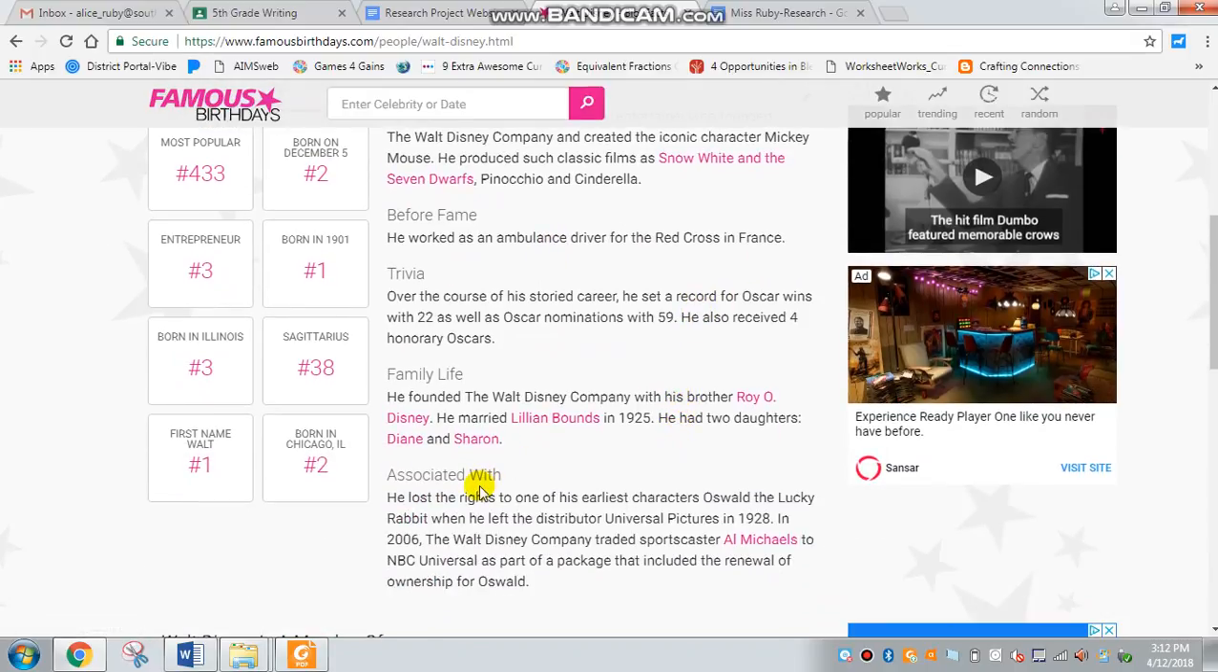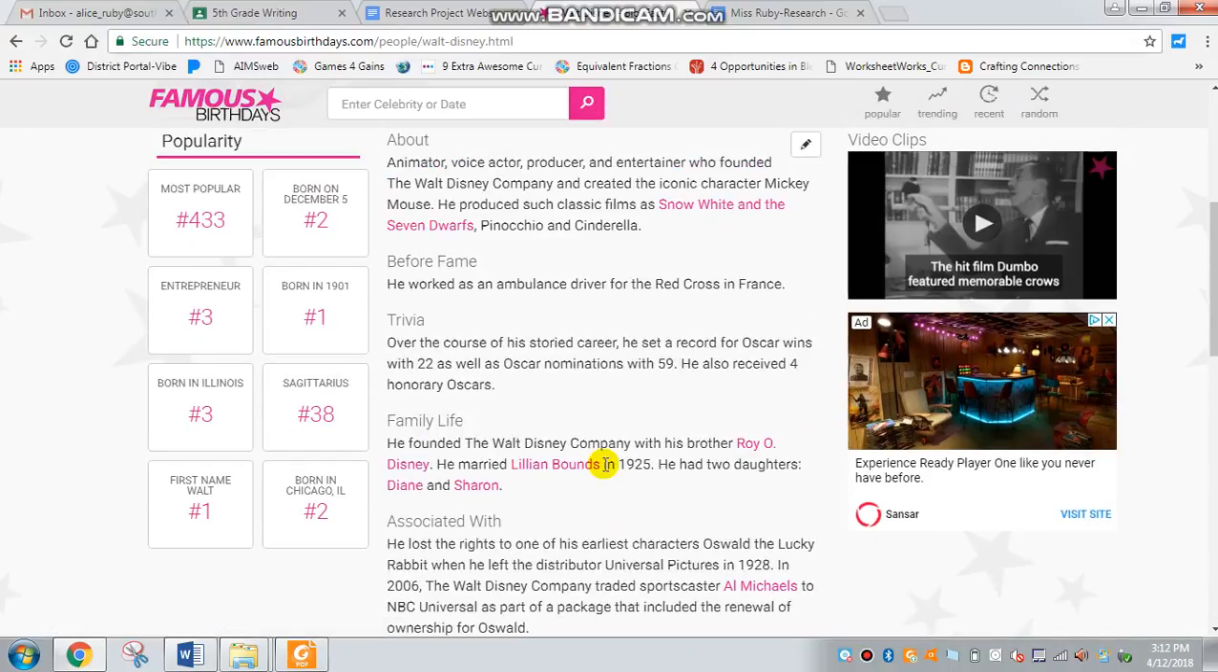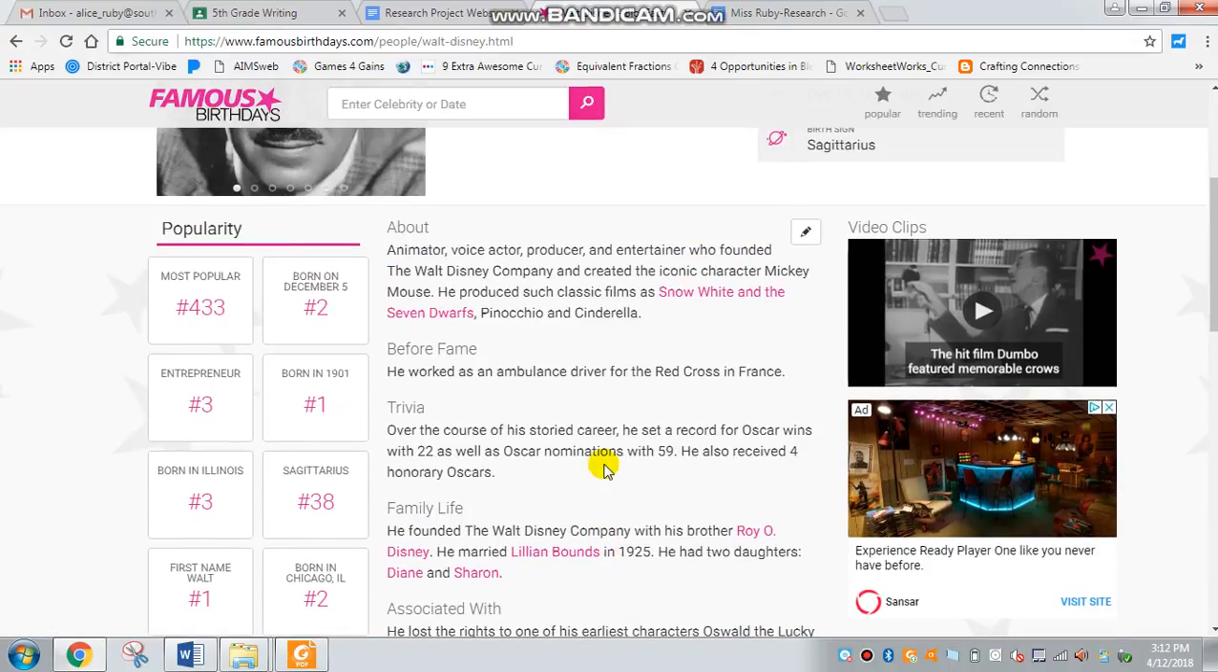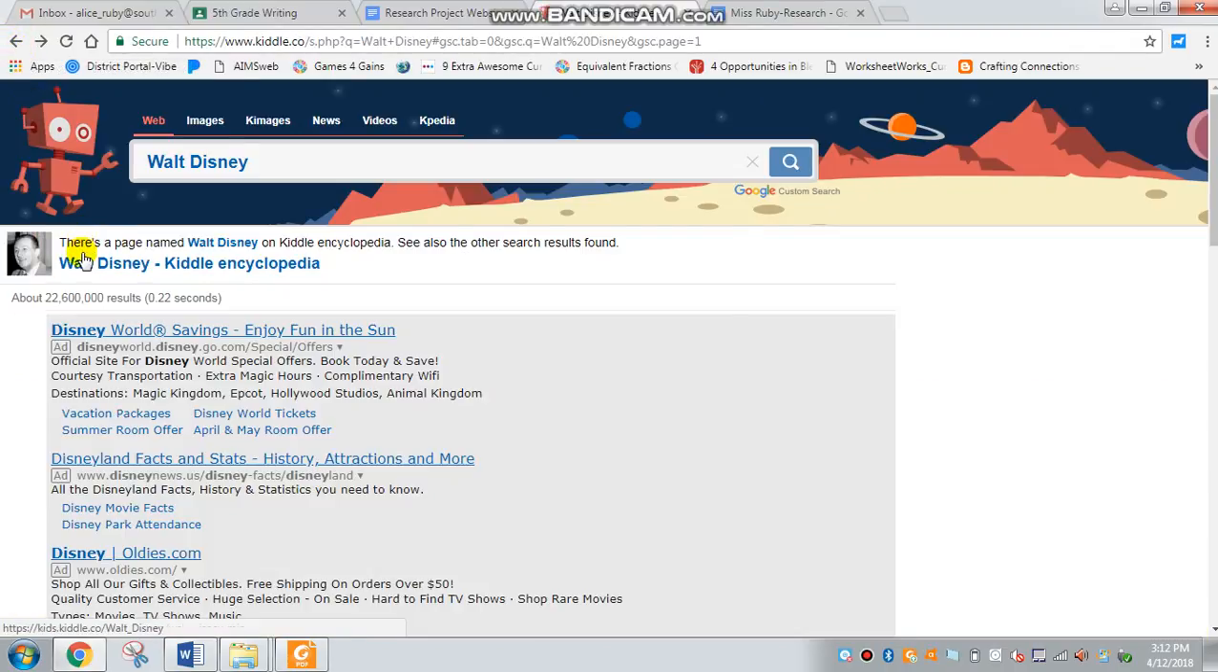Some trivia. Let's see. Again, this one doesn't give me a ton of information, so I don't know if I would use this one because it really is pretty short and it doesn't tell me a lot about him or his life. And remember, we're talking about people who impacted the world, and I don't see a lot of information about that on this site. So this one might not be a good one.